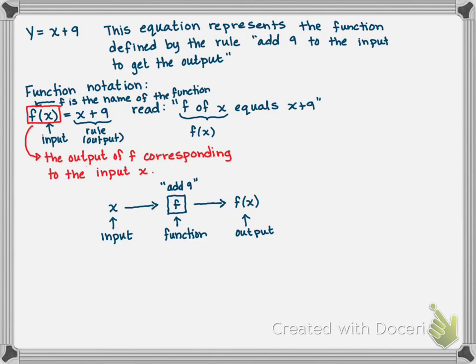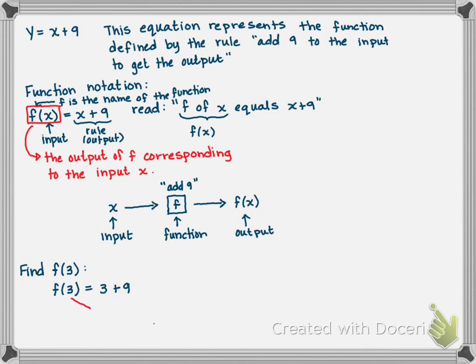We can evaluate, so let's find f of 3. What that's saying is find the output of f that corresponds to an input of 3. So as soon as I see the 3 in those parentheses, that tells me that I am applying the rule add 9 to the number 3. So I have 3 plus 9.